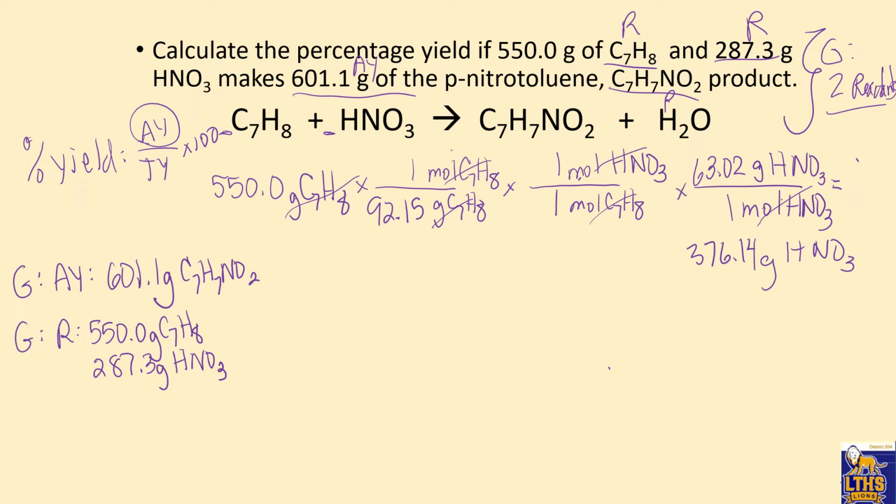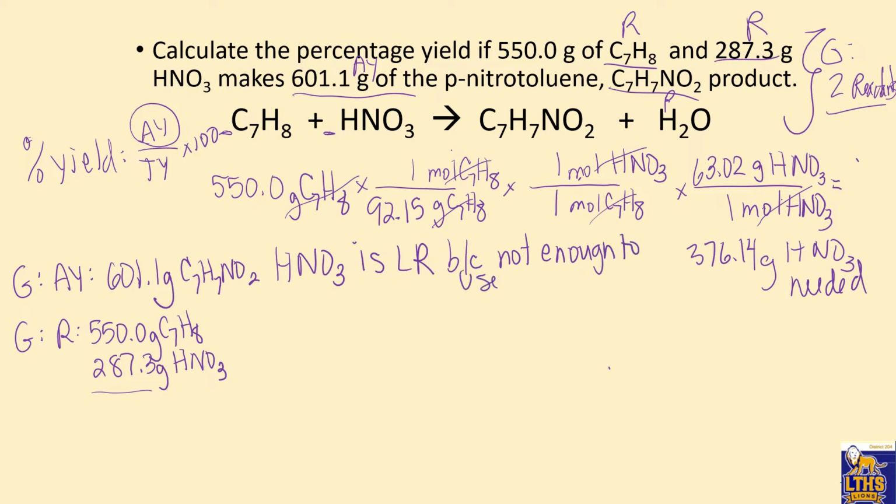That means in order to use up all of the C7H8, all 550 grams, I'm going to need 376.14 grams of HNO3. But look, I only have 287 grams. So guess what? I don't have enough HNO3 to use up all the C7H8. So that means HNO3 is the limiting reactant because there's not enough to use up all of C7H8. All right, got that part done. So I found the limiting reactant.